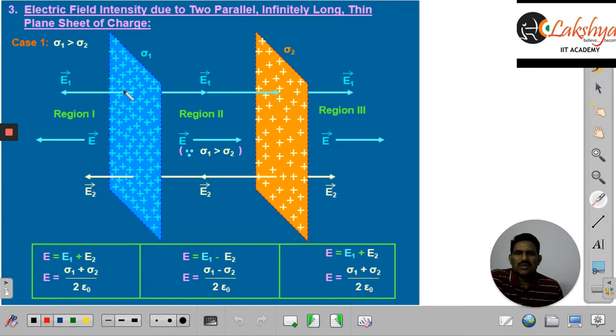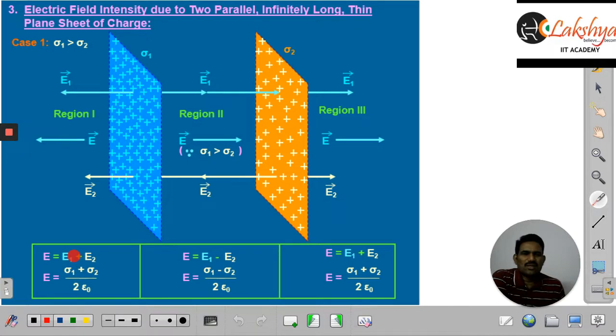In region 1, the electric field due to this plane will be towards left because it is positively charged, and the electric field due to the second plane is also towards left because it is also positively charged. So E1 and E2 are in the same direction, and the resultant electric field will also be in the same direction. We need to add them: E is equal to E1 plus E2, the electric field in this first region.